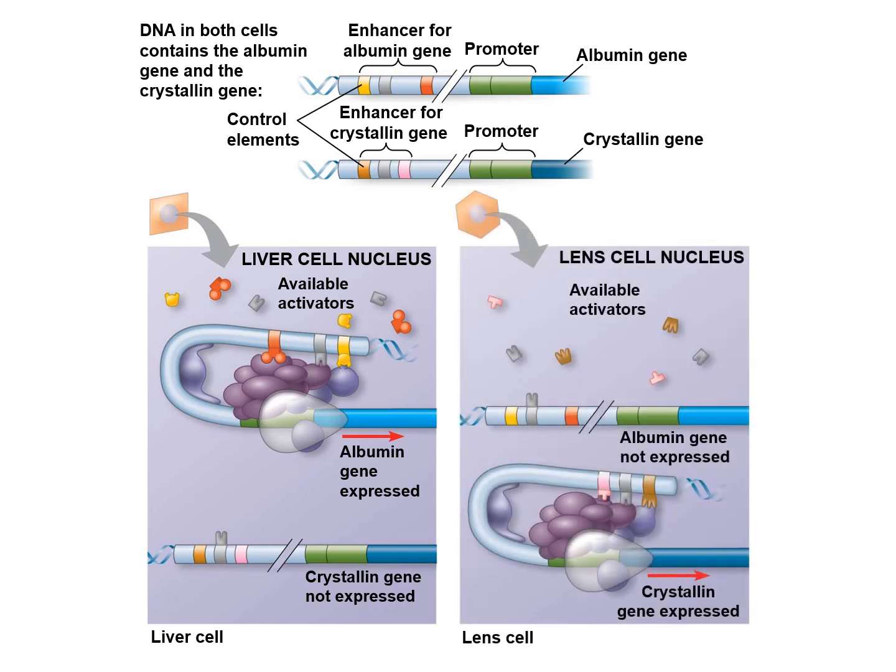But in a lens cell, we have a different suite of enhancers and repressors, and we get expression of crystallin, but not albumin. And you could see the problem if we start losing the ability to regulate these genes appropriately. That's where we start to get defects. Cancer in particular is an extreme example of where we have deregulation of gene expression.